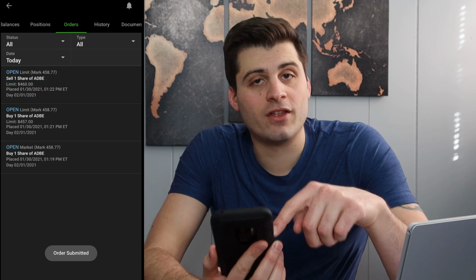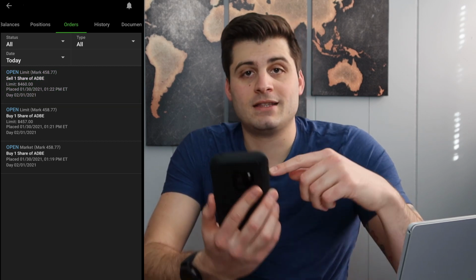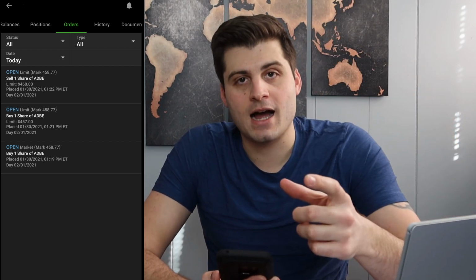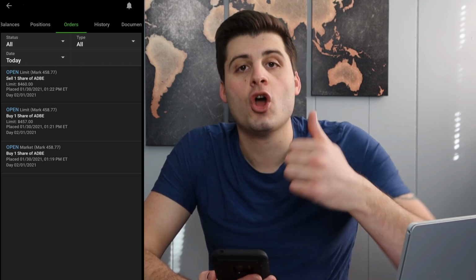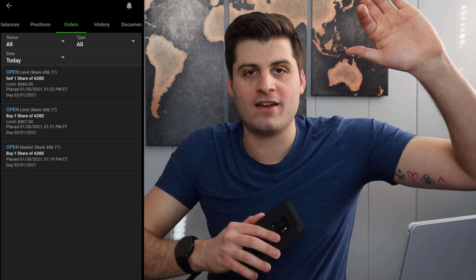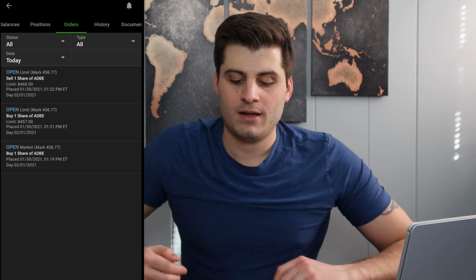So now you can see for the limit sell, it says a limit of $460. So it's the opposite now, where it's saying don't sell my stock unless it's $460 or higher. So a limit order will always work in your favor, whether you're buying or selling a stock. But guys, that is the difference between market and limit order. Make sure you practice with limit orders. It will save you a lot of money in the long run.